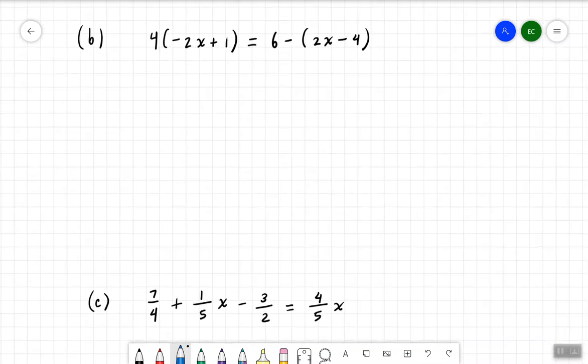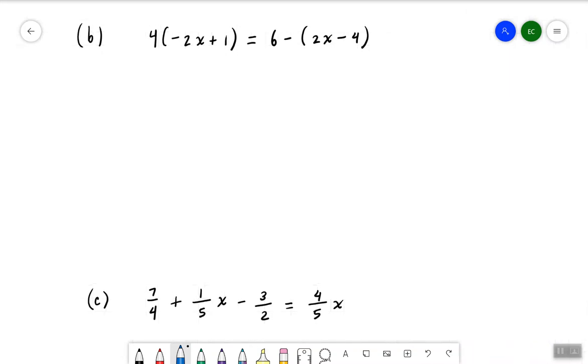Okay, so what we have here is a problem that needs the distributive property. On the left-hand side, we're going to distribute the 4 to each term inside the parentheses. We're going to multiply 4 times negative 2x and get negative 8x. And 4 times 1 is 4.